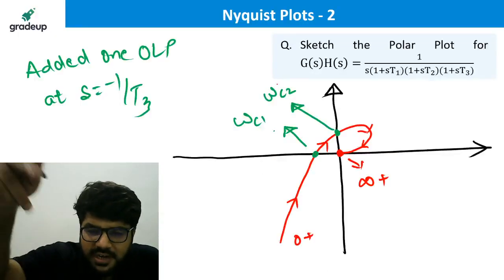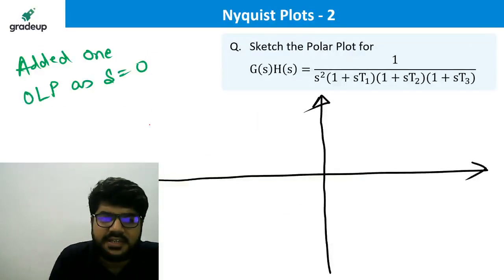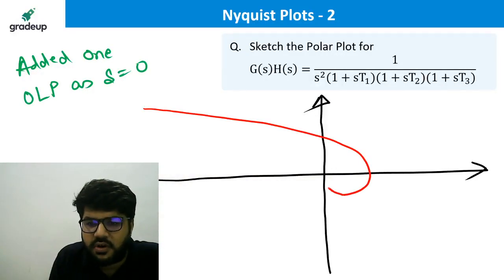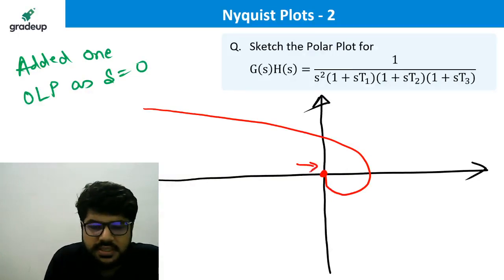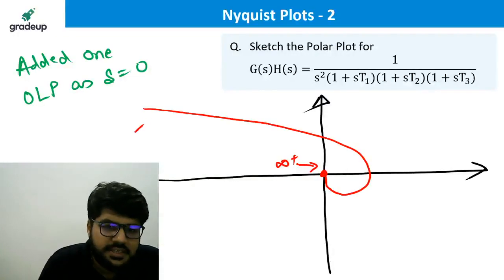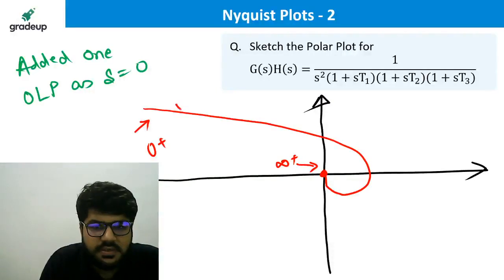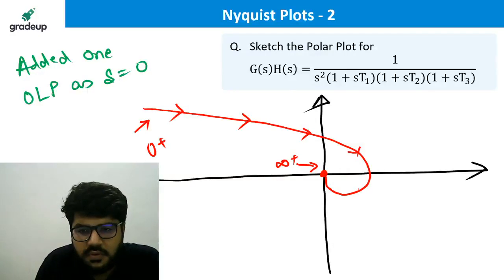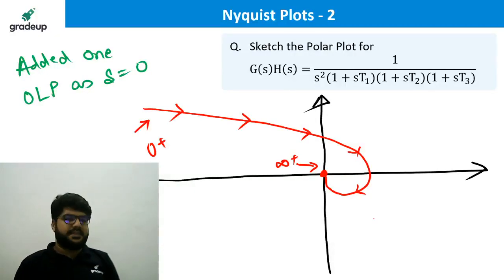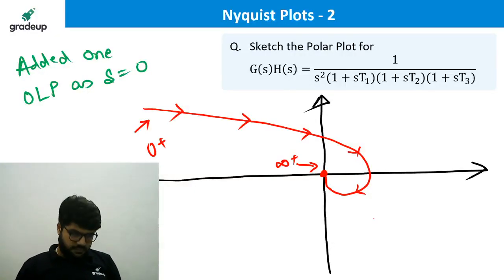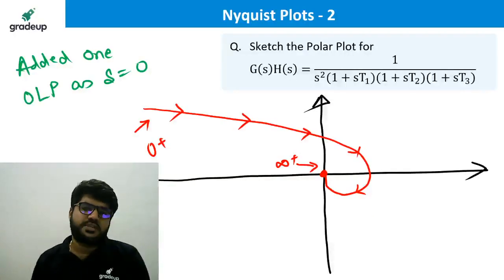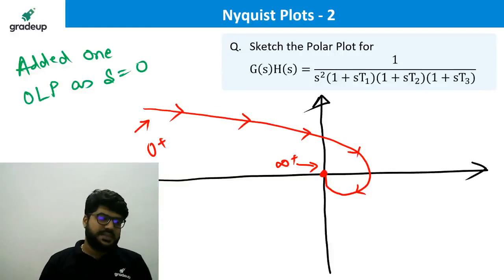Okay, so it was starting parallel to the negative y-axis. Now it will start parallel to the negative x-axis, and after cutting the two critical frequencies, it will come and close to the origin. This is infinity plus. This is going to represent 0 plus. These are my arrows. Okay, that's it. This is about 1 by s square, 1 plus st1, 1 plus st2, 1 plus st3.